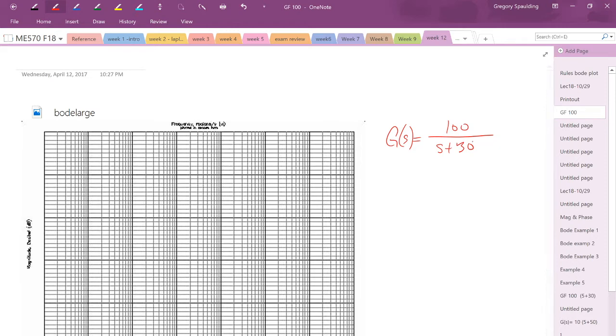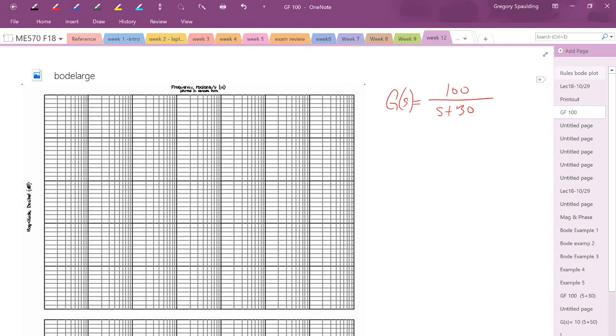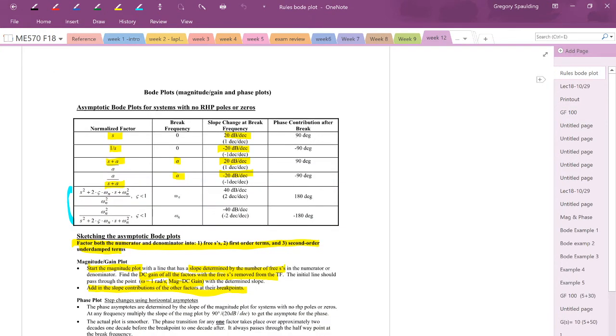And so how we're going to plot this is we're going to look at our rules, and the first thing it says is to factor the numerator and denominator, and so we've done that. We're going to start with the magnitude plot, and I'm going to look at the DC gain first, and I'm going to identify a point for us to start with by the DC gain. Remember, we're going to calculate the DC gain with the free s's removed, and we're going to plot that at omega equal 1 radian per second.